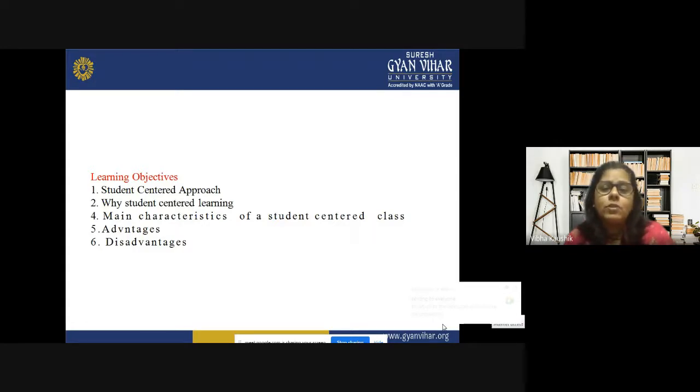Third, the main characteristics of a student-centered class. What are the different characteristics of a student-centered class? Then, advantages. What are the advantages of the student-centered approach? Last one is disadvantages, which means you will be able to know the different disadvantages of the student-centered approach.